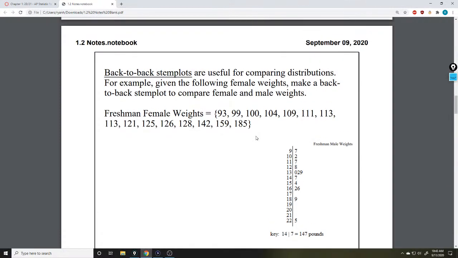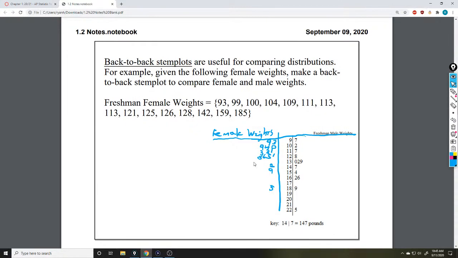So if we're looking to do that, what we can do is off on the left side, we can have another set of data that is female. That's why it's called back-to-back, because they're directly in a row with the stems at the center. All right, close enough. Now, if you have 113 and 113, you're going to put it twice. Because again, we want each digit to correspond to a person. We want that visual idea of, oh, there's two people that weigh 113 pounds in this data.